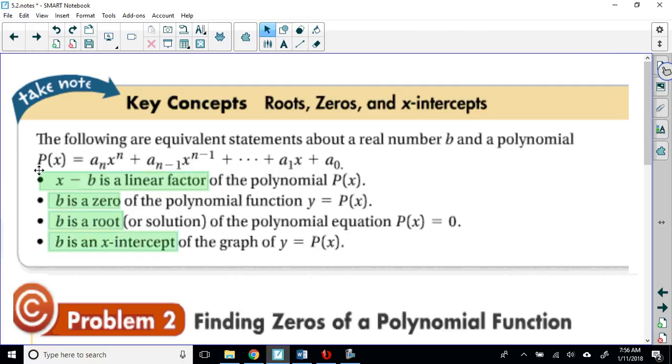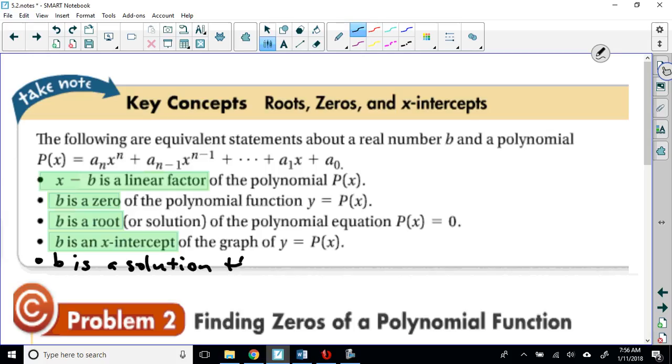Okay, so x minus b is a linear factor of some polynomial. b is a root, b is a zero, b is an x-intercept. And there's one thing that they kind of left off the list that I would go so far as to add. I would say b is a solution of the related equation.